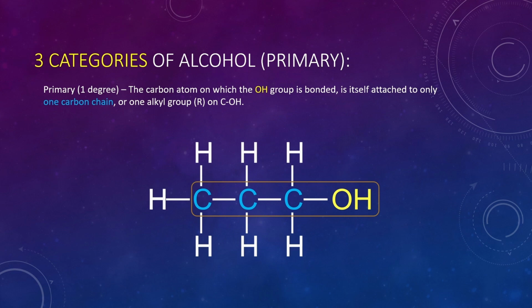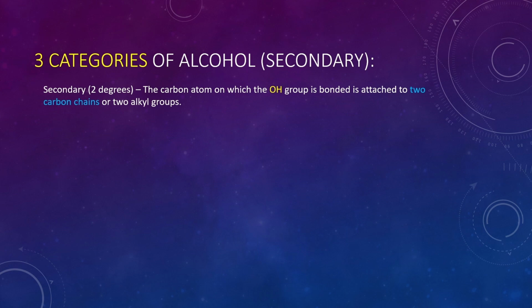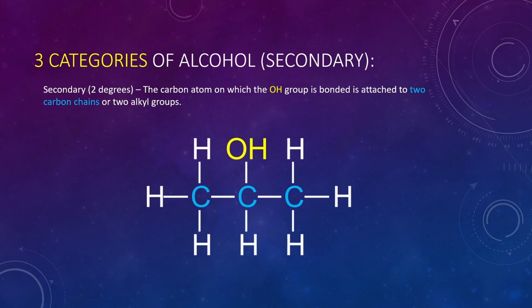In secondary, or 2-degree alcohols, the carbon atom to which the OH group is bonded is attached to 2 carbon chains or 2 alkyl groups. Here is propan-2-ol. The carbon atom to which the OH is attached, and here you can see 2 alkyl groups or 2 carbon chains attached to this carbon.